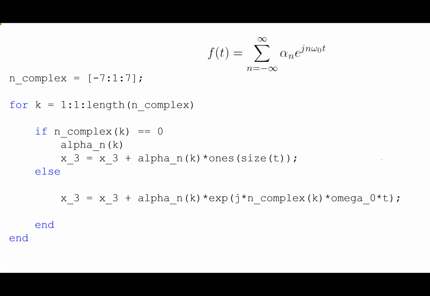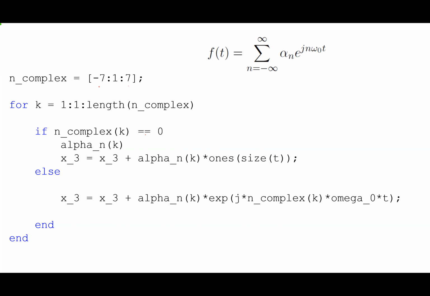The complex one's a little bit trickier because I also have to add in the negative terms. If you look at what I did, I defined a vector n complex that goes from -7 to 7, steps of 1. And then I loop over the length of that vector in increments of 1. And I say, well, when n complex is equal to 0, what is that if statement? If n complex is equal to 0, where am I in the series? What frequency am I at? 0. I'm at my DC term.